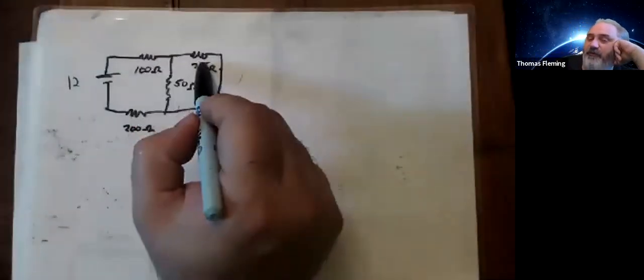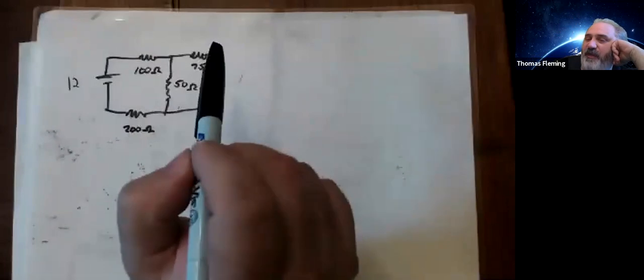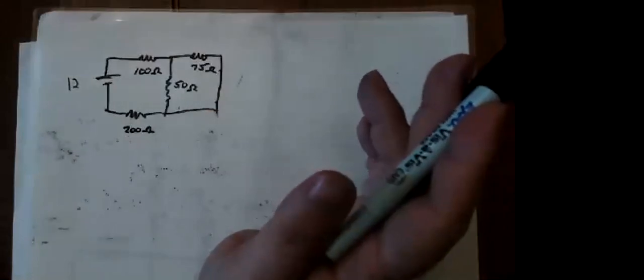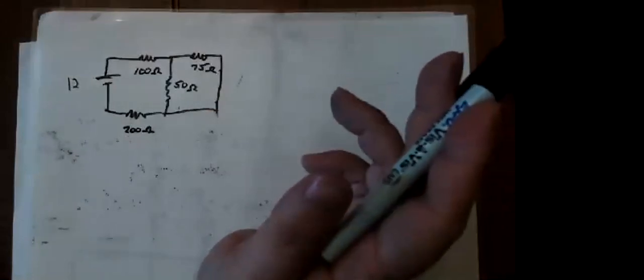Are the 100 and the 75 in series? Well, we tried the 175 and the 100 to see if they were in parallel, and we decided that they weren't because I could go through both. But are the 100 and the 75 in series? I feel like all of it is in series.